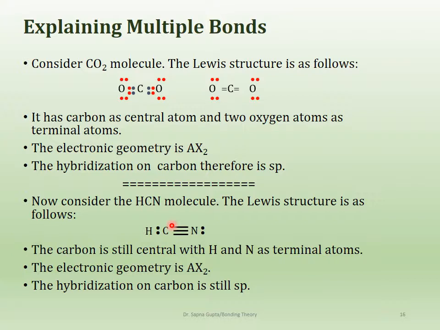Now carbon is sharing 1 electron with hydrogen and sharing 3 electrons with nitrogen. And so carbon here is still the central atom, nitrogen is not the central atom here. So nitrogen is terminal, hydrogen is terminal. So we're focusing on carbon. Again, carbon has 2 electron groups, 1 electron group, 2 electron groups. And if you have 2 electron groups, then the hybridization is sp.